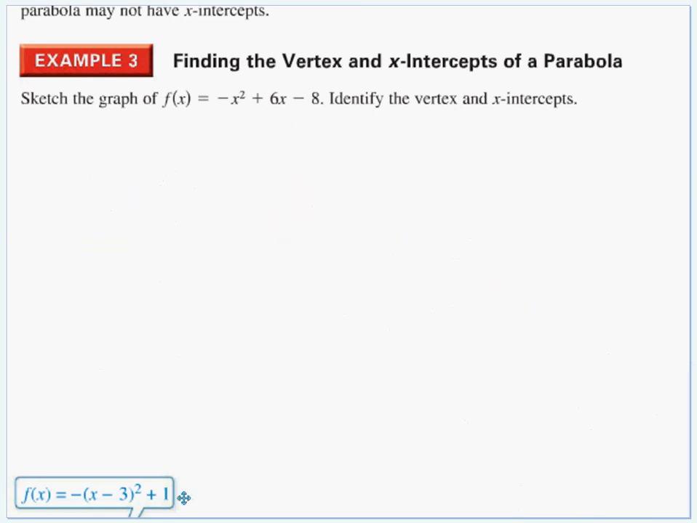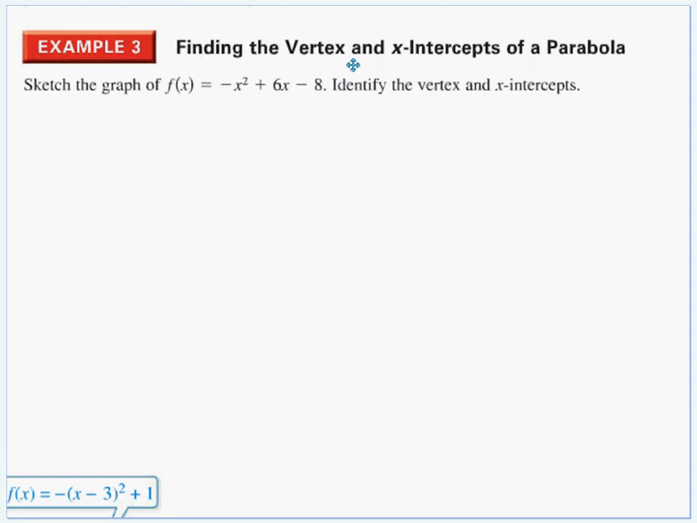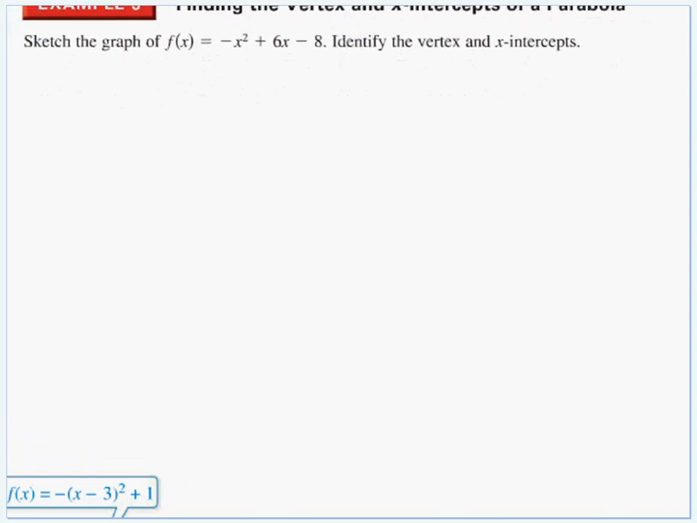If I bring up this problem here, well, I guess it does say identify the vertex. So they're not asking for just a simple sketch. They do want more of a graph. Yeah, so let's put this into standard form then.